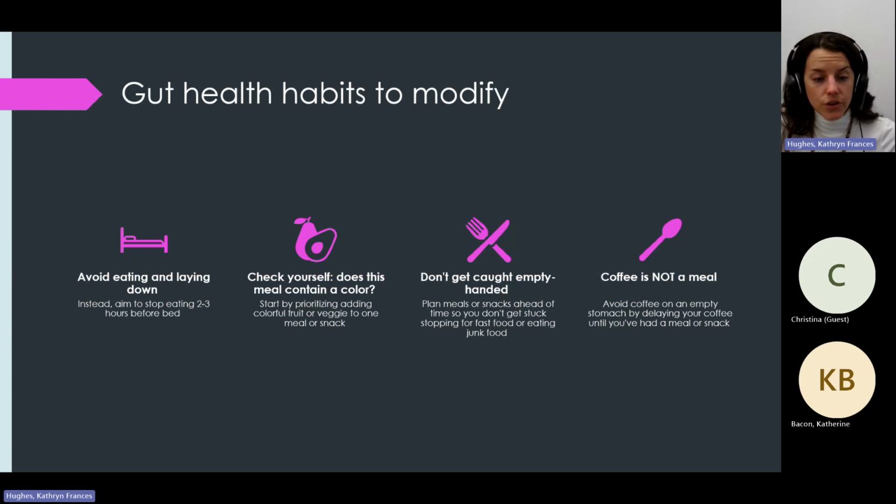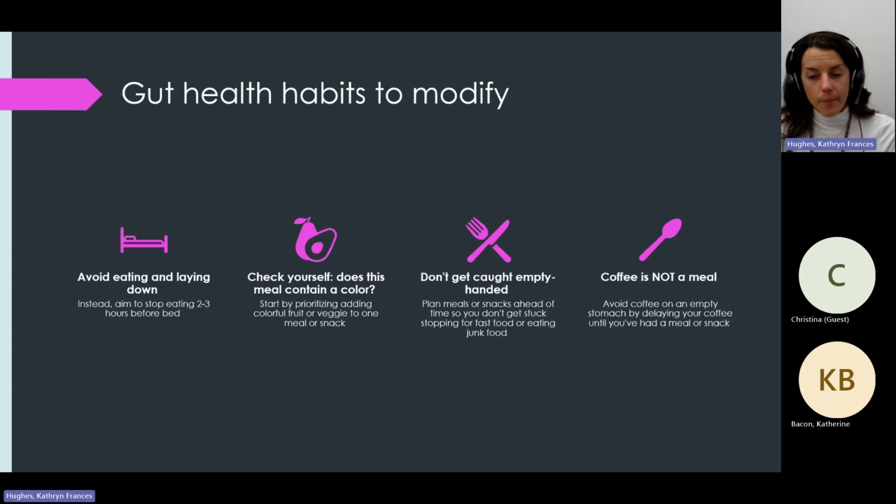Now, also look at the quality of your meal. I like to say, does this meal contain a color? So start by prioritizing adding colorful fruits or veggies to that meal or snack. Think red, orange, yellow, blue, all those different colors of the rainbow that we could eat. Blueberries, red bell peppers, spinach, that really deep, rich color.